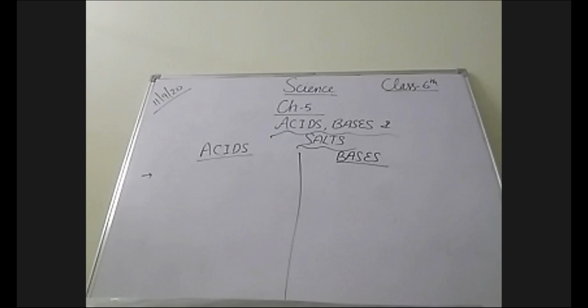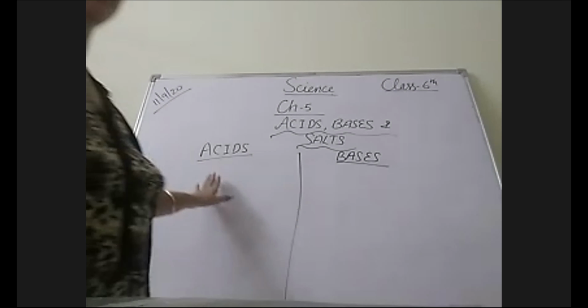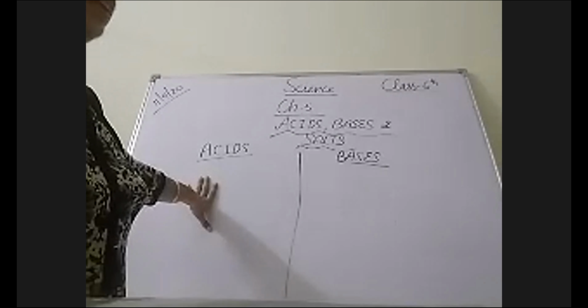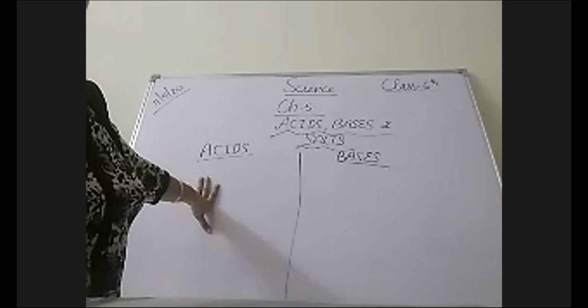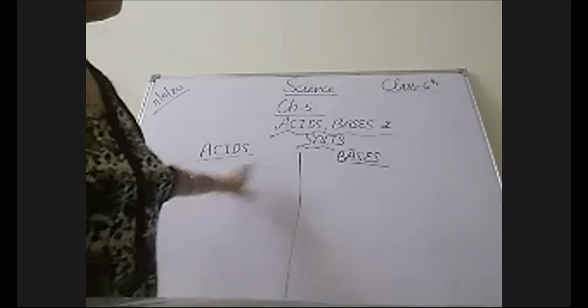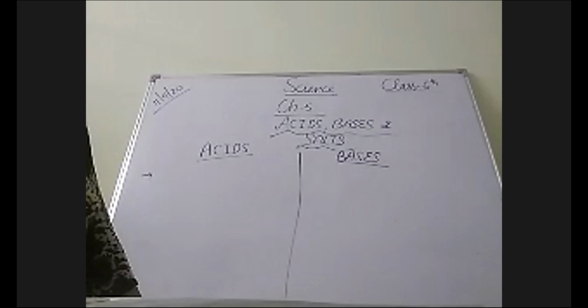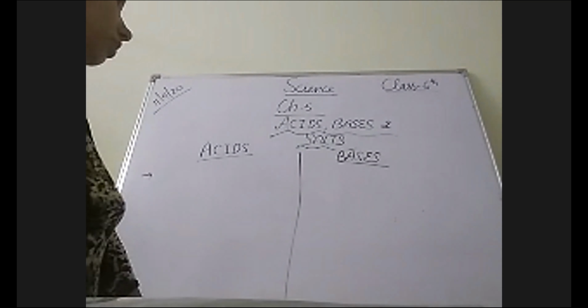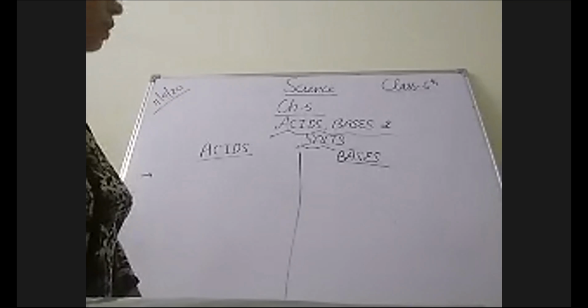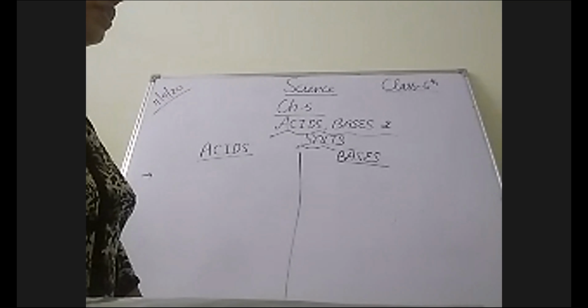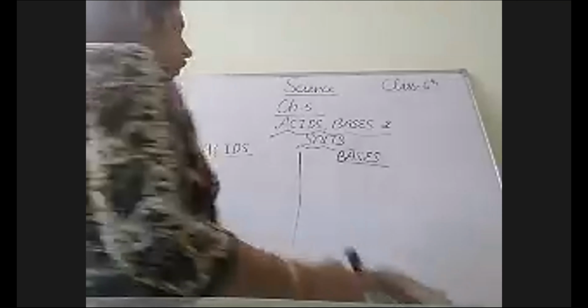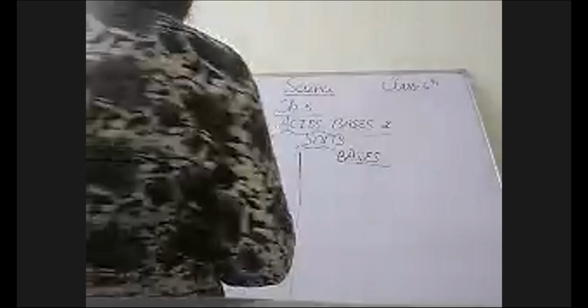In the solubility point you have written, in acids you will write acids are soluble, and in bases you will write bases are not soluble in water. Please check it out. In bases you have to write bases are insoluble in water. They give different colors with different indicators. So we have discussed the physical properties of acids and bases. Today we will discuss the chemical properties, how they react with metals. So let's discuss that.